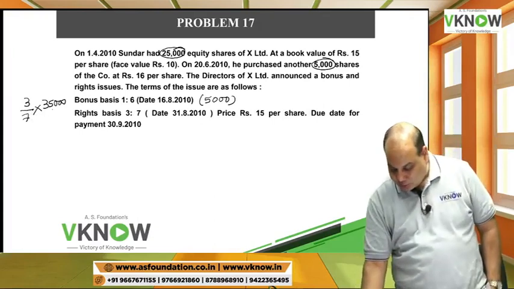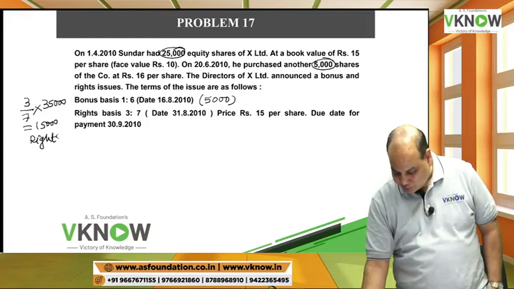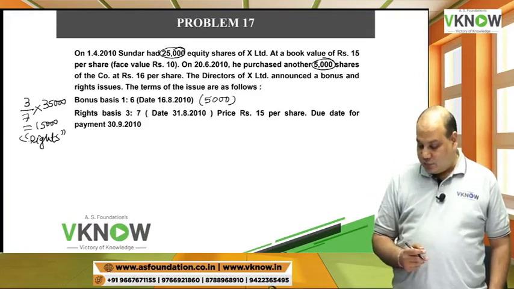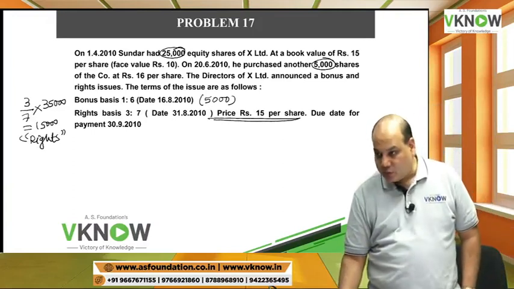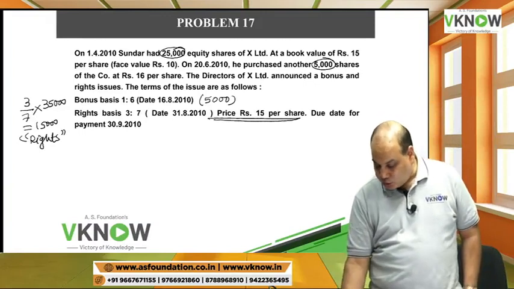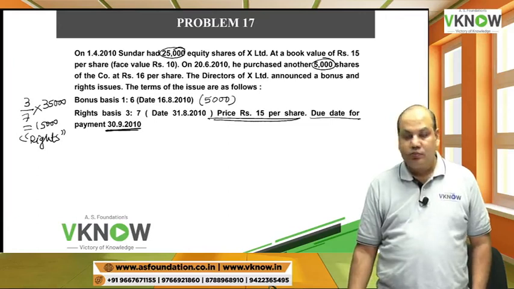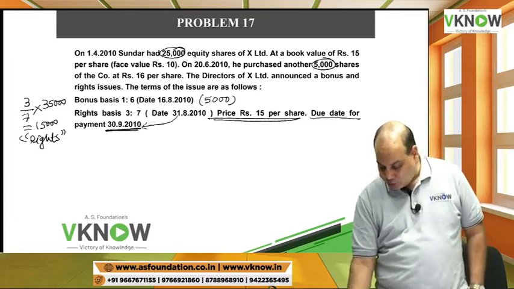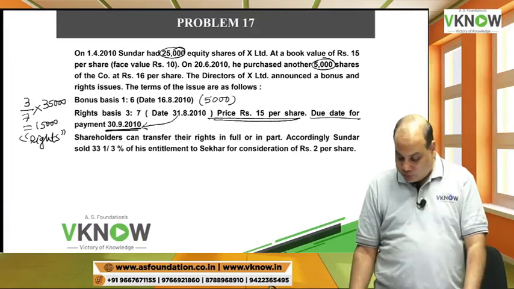3/7 into 35,000. So you are getting 15,000 rights. 15,000 rights will be received. And what is the price you have to pay? 15 rupees per share. You are given time to decide up to 30th September. In how many days do you have to decide? After the announcement, you are given 1 month's time to decide whether you want to purchase or not.